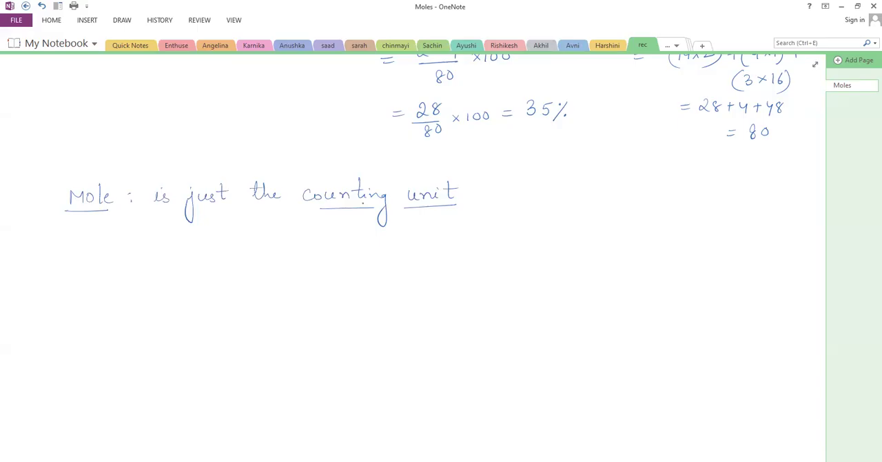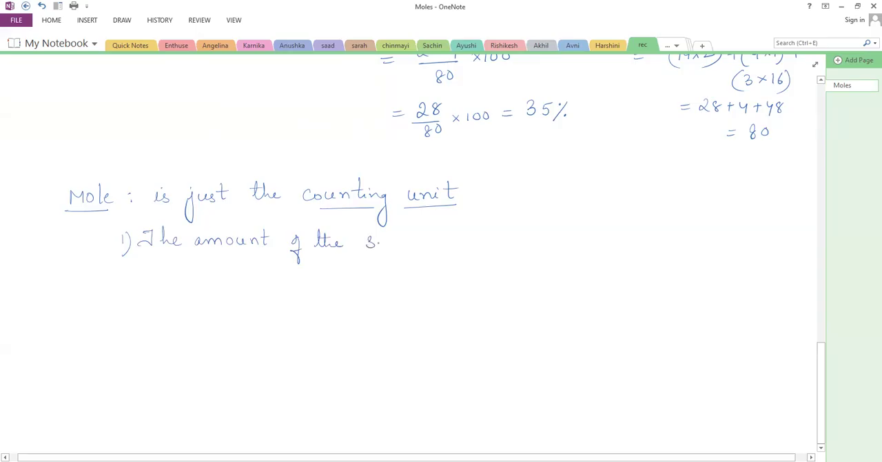So it's very difficult to deal with such large numbers of the atoms which are present in small masses. So what they thought is, okay, to deal with such large numbers of atoms, let us introduce the concept of mole, where mole is the count. It is referring to the amount of substance. It's just the amount of the substance which is present. And the unit of it is just mole, M-O-L.